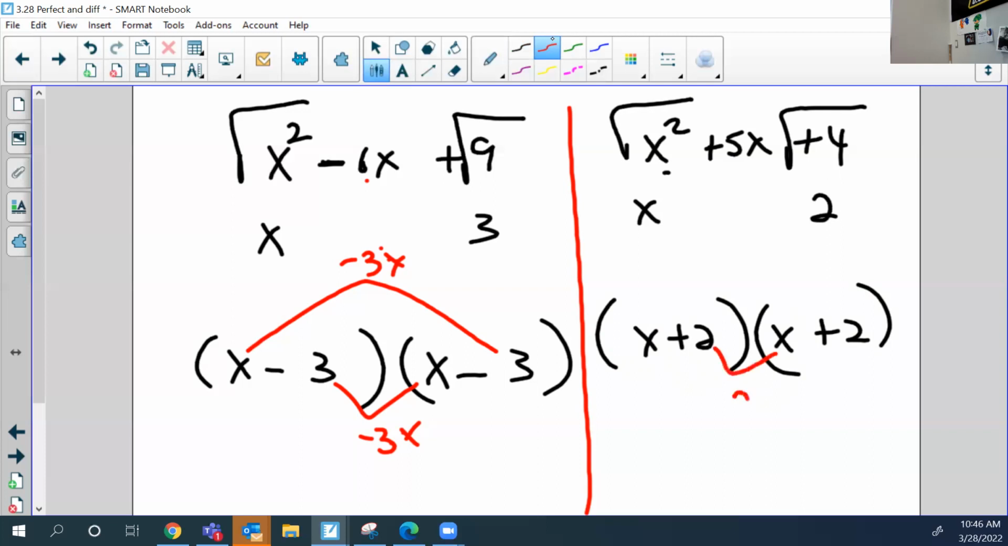2 times x is 2x. x times 2 is 2x. When I add these two x's, 2x plus 2x is 4x. Well, guess what? That's a 5x. So because the check failed, x plus 2 is not the factor of this polynomial. This is not a perfect square trinomial.